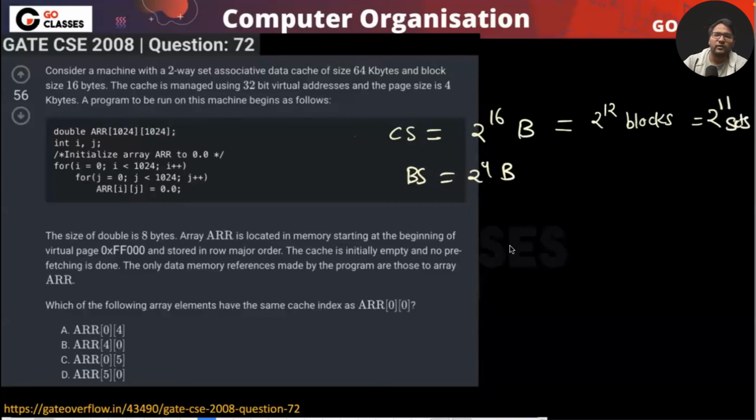The cache is managed using a 32-bit virtual address and the page size is 4 KB. The size of the double is 8 bytes. So the element size is given. Basically, each element of the array has 8 bytes. So each block will contain how many elements? 2 elements only, right? 2 elements.